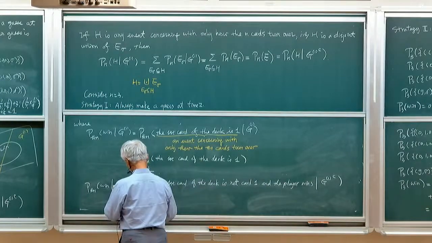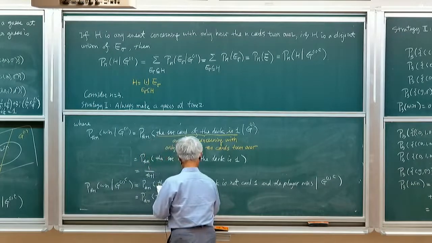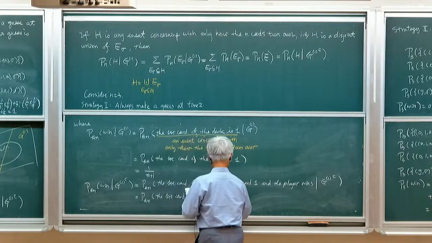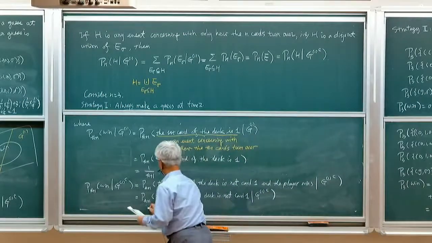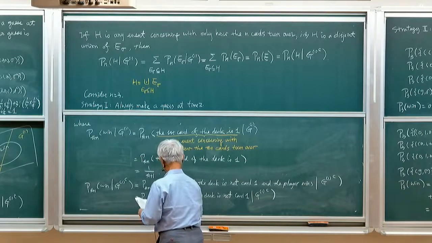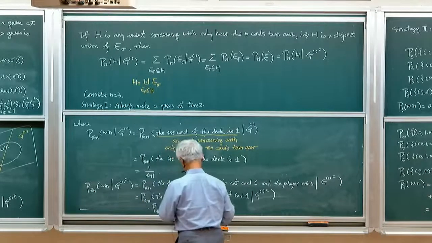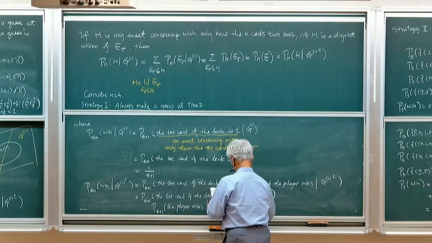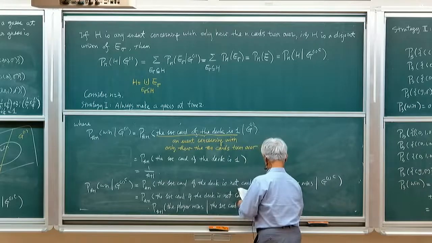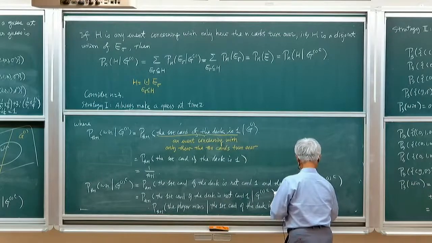All right, and so this is the P k plus 1 that the first card of the deck is not card 1, conditioned on G1 complement, times P k plus 1 that the player wins, given that the first card of the deck is not card 1, and we have G1 complement.